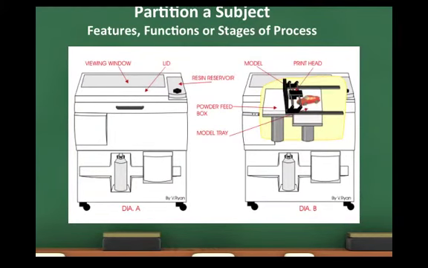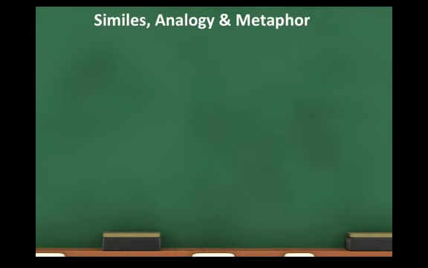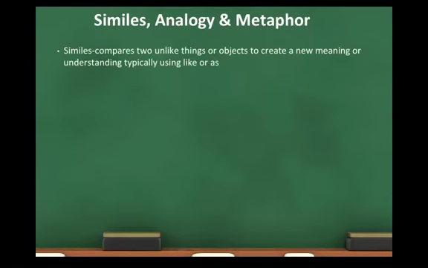Okay, so this is another example of what partitioning a subject means that we've read thus far, but let's just talk about definitions. I've mentioned them before, but let's actually put them up on the board. A simile compares two unlike things or objects. Typically they're nouns that create a new meaning in some way or some sort of new understanding. And typically it's using like or as. It doesn't always, but it typically does use like or as.